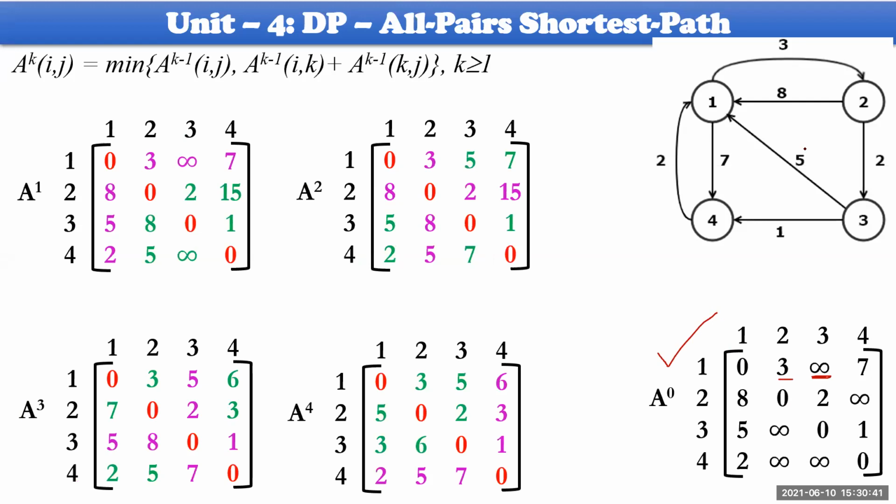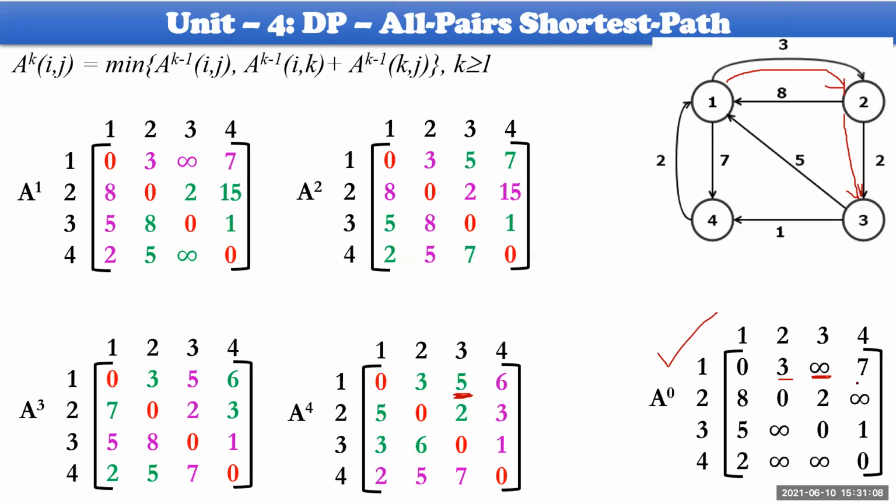Then after finishing this particular problem, what is the distance? Here 1 to 3 is 5. How could you get this particular 5 here? Look at this. This way you have moved 1 to 2, and then followed by 2 to 3. So therefore 3 plus 2, that is 5. That is the value.